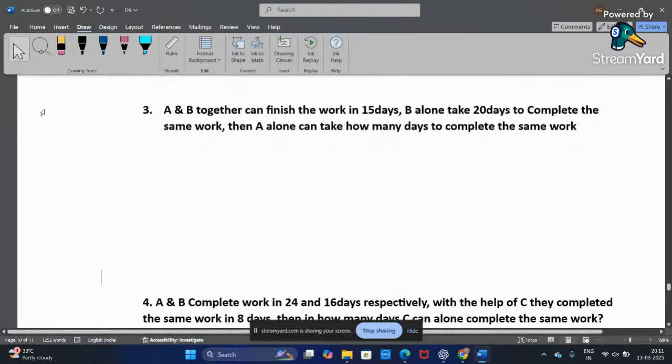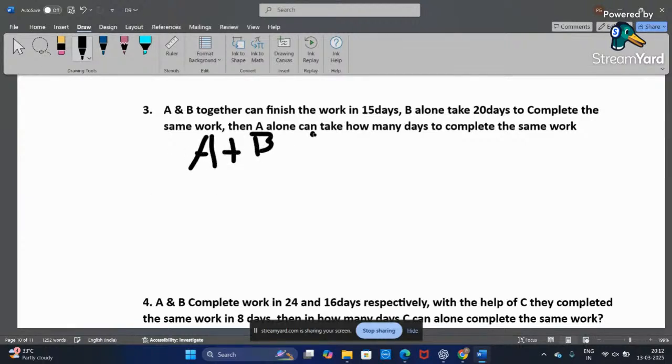Now, for this one, I will just write the steps and you have to find the final answer. Here, A plus B together can finish the work in 15 days. B alone can take 20 days. We have to find A alone. Here, A plus B takes 15 days. We can directly write it as 1 by A plus 1 by B is equal to 1 by 15. And B alone, we can directly write it as 1 by B equals 1 by 20.